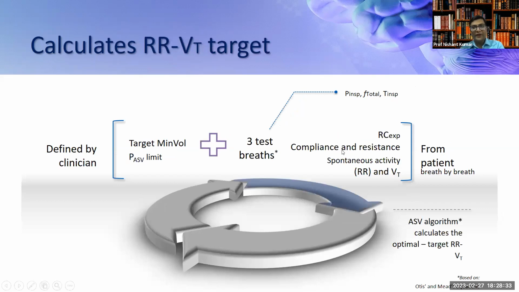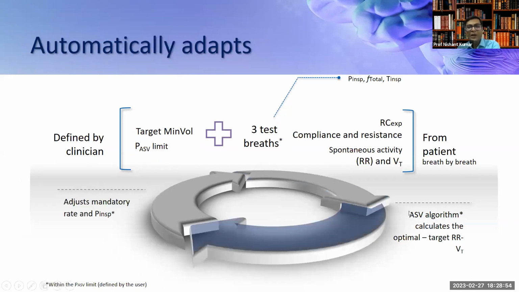So what it does, as we have said, is give 3 breaths and collate data breath by breath, and the ASV algorithm calculates the optimal target respiratory rate and tidal volume based on Otis and Mead's equation. So it calculates the optimal volume, and it adjusts the mandatory rate and peak inspiratory pressure within the pressure limit defined by the user.